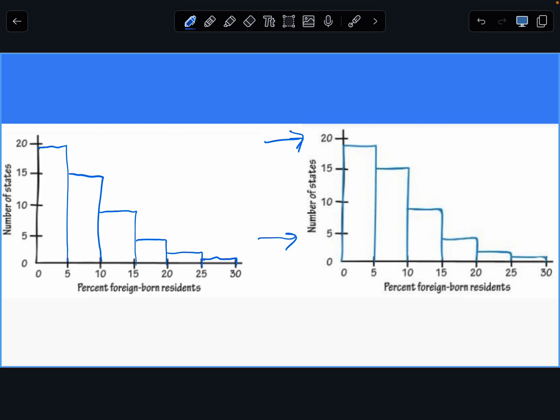Remember the trade-offs, right? Dot plots and stem plots are much more individualized. You can see more specific data, you can see more details, but the benefit of a histogram is you're gonna see the overall pattern much more clear.